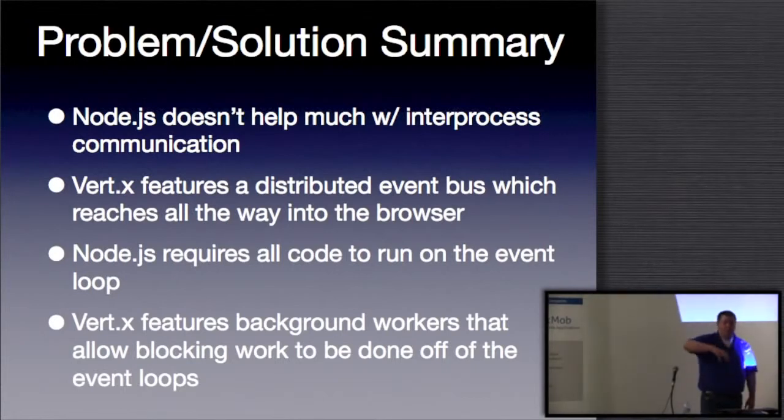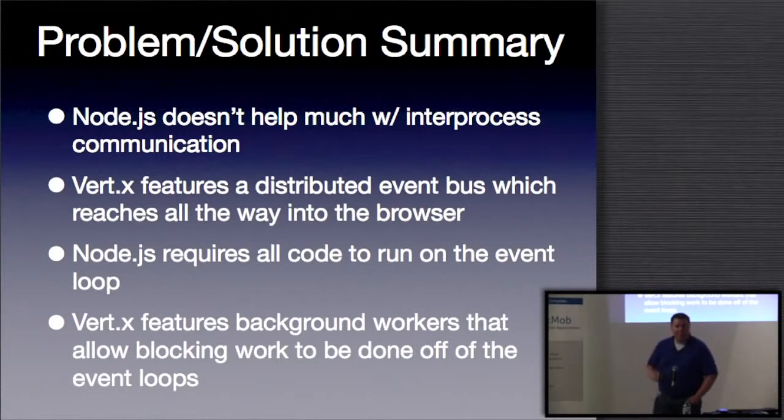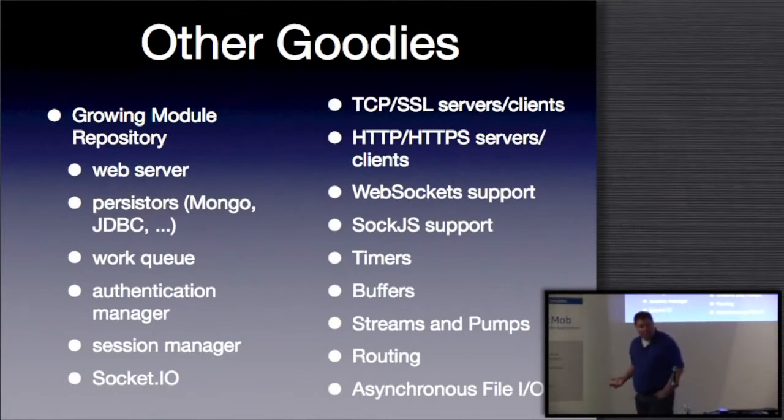And then Node.js requires all the code to run on the event loop. If you've got blocking work, you're going to run into problems. Vert.x gives us the background workers that allow that blocking work to be done off of the event loop. Now, there's a lot of other goodies in there, stuff that you can compose your applications with. We have a growing module repository.